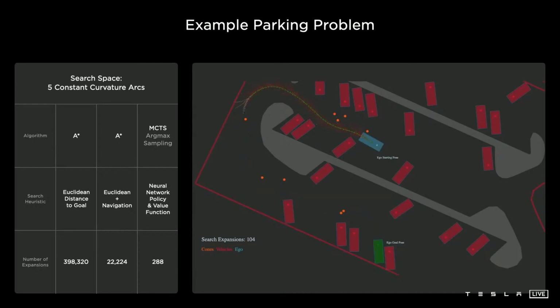The reason is that the neural network is able to absorb the global context of the scene and then produce a value function that effectively guides it towards the global minima as opposed to getting it stuck in any local minima. So this only takes 288 nodes and is several orders of magnitude less than what was done in the A* with the Euclidean distance heuristic.